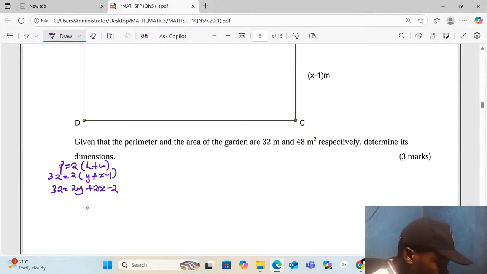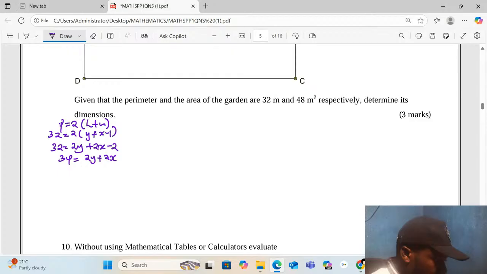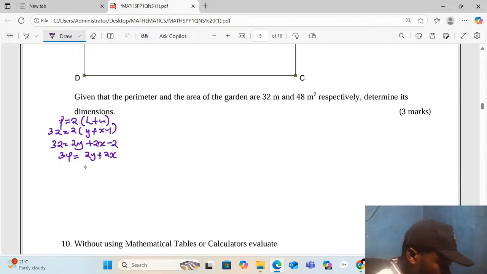Now we collect like terms. The 2 will go to the other side and becomes addition. So 34 is equal to 2y plus 2x. So the value of y will be equal to 17 minus x. We are making y the subject, so y is equal to 17 minus x.